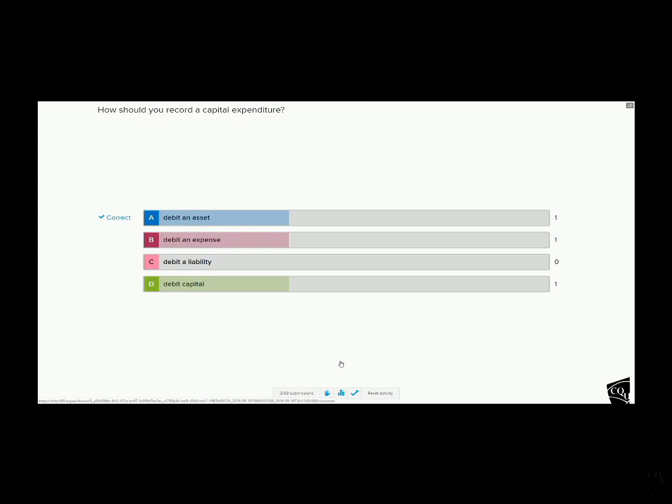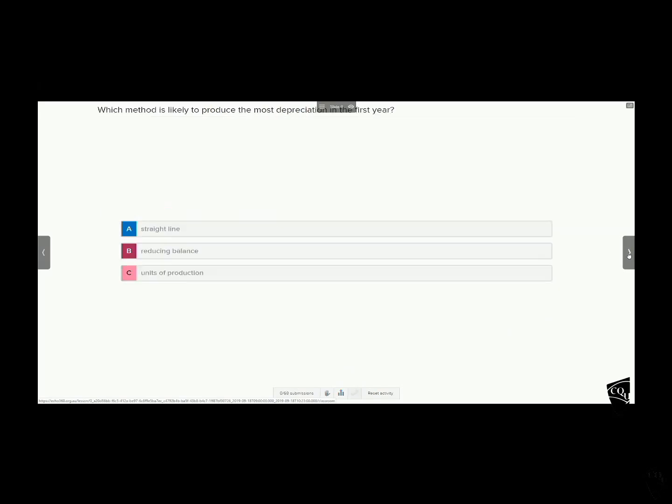Now, capital expenditure is an asset, and therefore you would debit an asset. Remember the extended accounting equation? Assets plus expenses equals equity plus revenue plus liabilities. Debits on the left, credits on the right. Okay, so it's debit an asset. Next one.